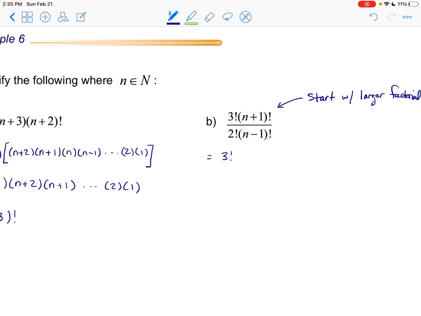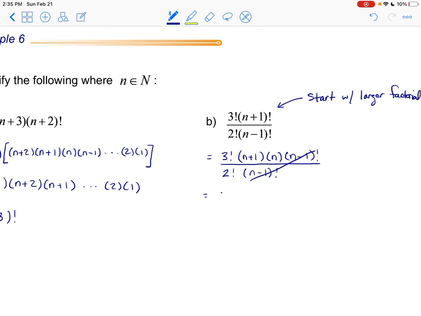I'm going to leave that 3 factorial alone for a moment, and write n plus 1 times n, because the next one would be n plus 1 minus 1, so that's just n, multiplied by n minus 1 factorial. I'm going to stop there because now I have in my numerator the factorial that is in the denominator. So that's 2 factorial times n minus 1. Once I've gotten that to show up, I can just cancel them out.